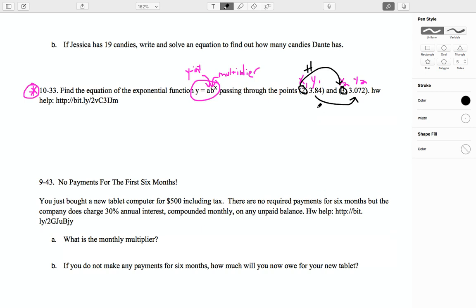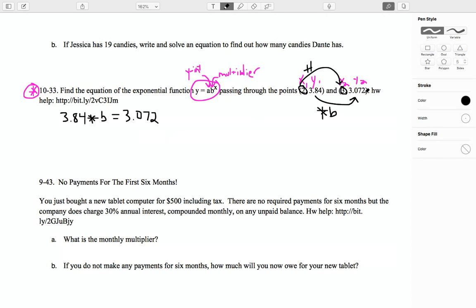So 3.84 times b is going to get you to 3.072. Think of this kind of like a sequence: term 2 is 3.84, term 3 is 3.072. So the question is, what do you need to multiply 3.84 by in order to get to the next term of the sequence, or really just the next integer x value for this function? So 3.072.